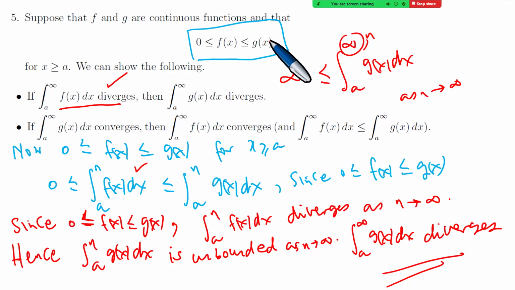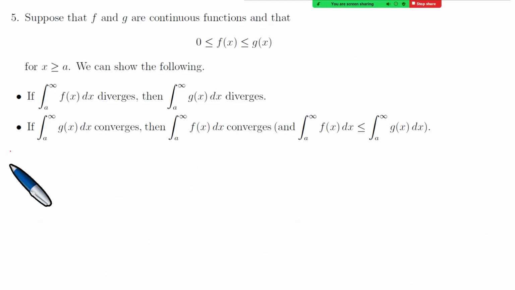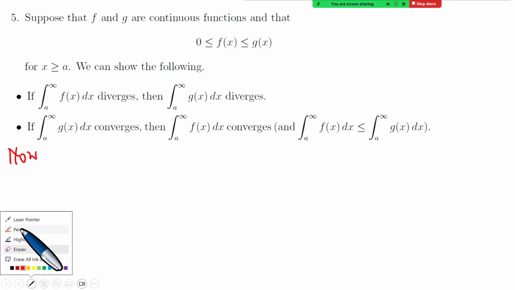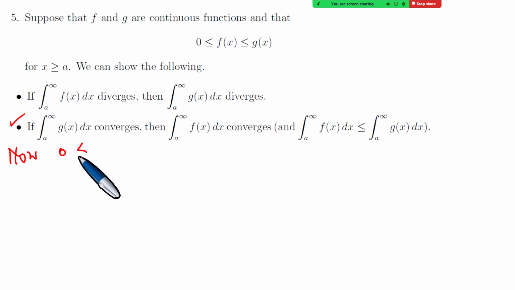Moreover, if f diverges, then g diverges. But if g converges, the big one converges, then f also converges. Now, the integral of a to n. Okay, we start off, and now we are looking at the second bullet point, this one, the f that is this.